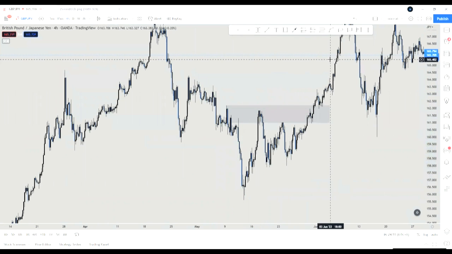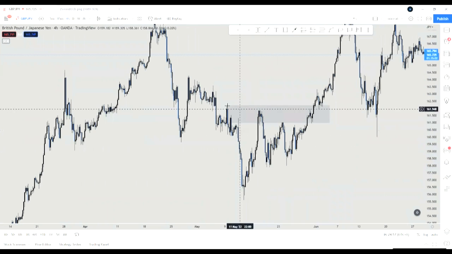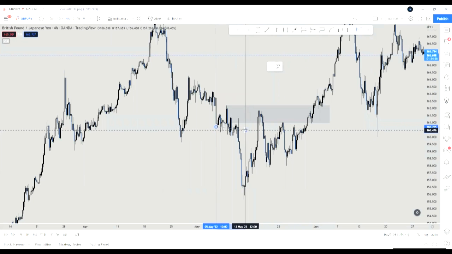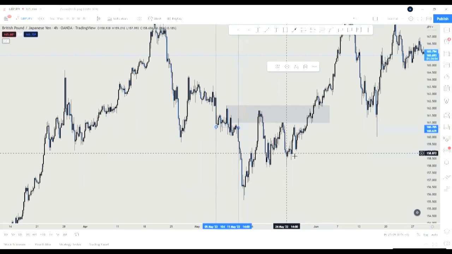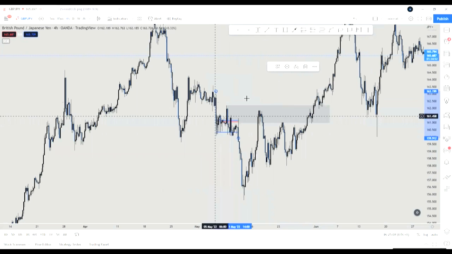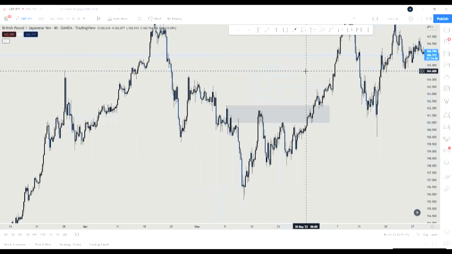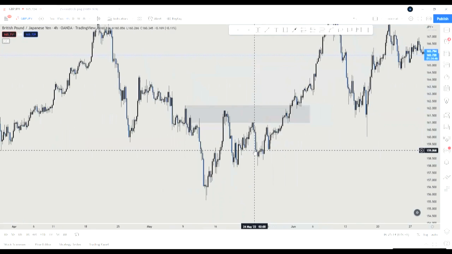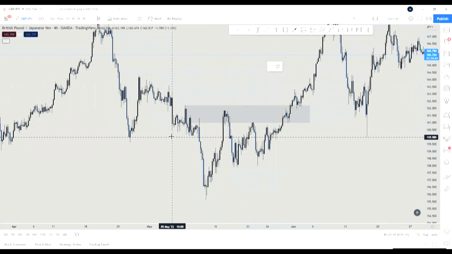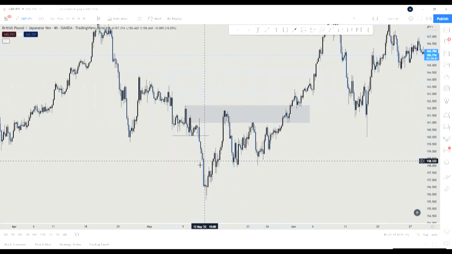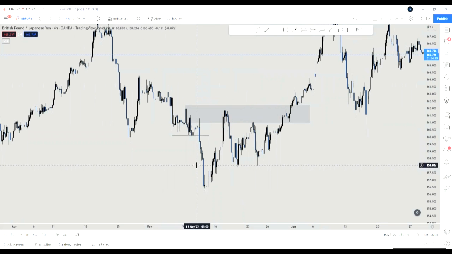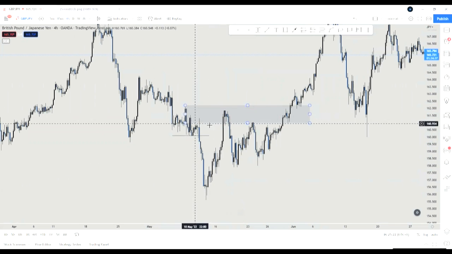If you are sometimes in doubt on how to draw the zone, you can apply the volume tool on that whole move and see where you want to draw your zone from. This is also a good way of approaching it. Once price has broken this level right here, we are already looking for potential shorts if it should come back into this zone.